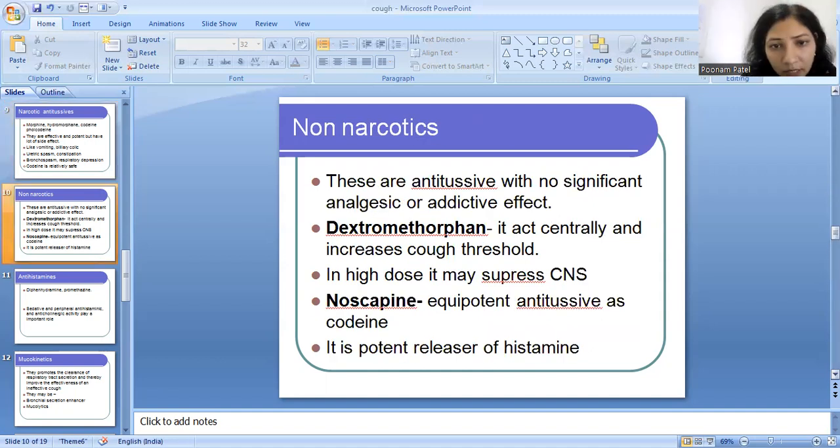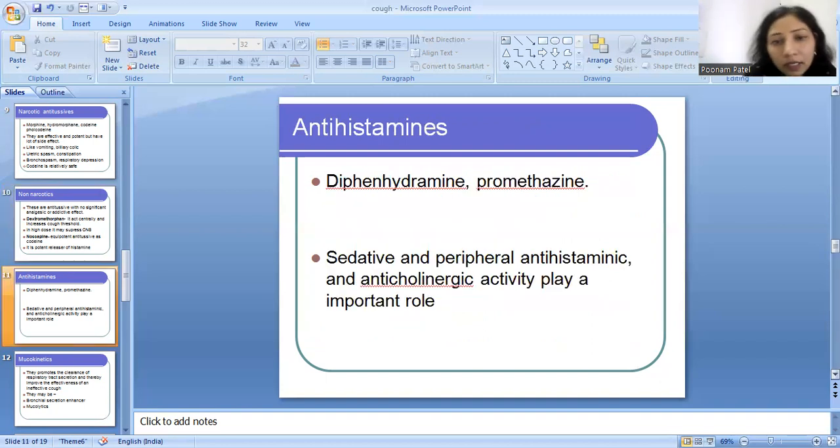Then non-narcotics. These are antitussives with no significant analgesic or addictive effect. The drugs are dextromethorphan, noscapine. Dextromethorphan acts centrally and increases cough threshold. In high dose, it may suppress CNS. Noscapine is an equipotent antitussive as codeine. It is a potent releaser of histamine and may cause bronchospasm. Then antihistamines like diphenhydramine, promethazine: sedative and peripheral antihistaminic and anticholinergic activity mainly play an important role here.